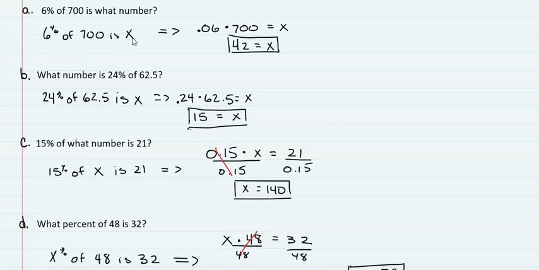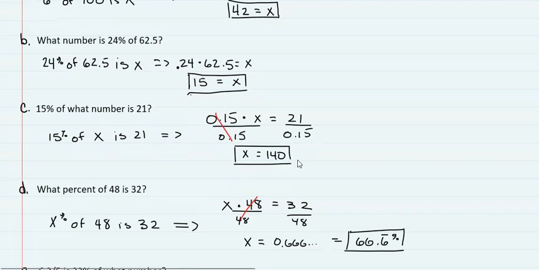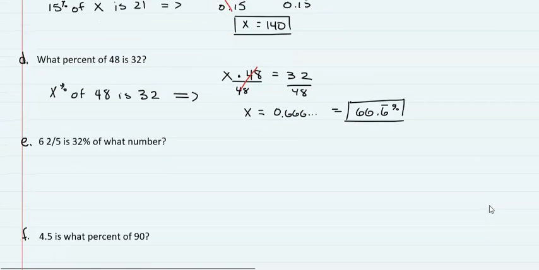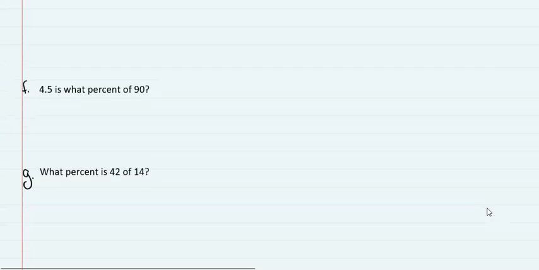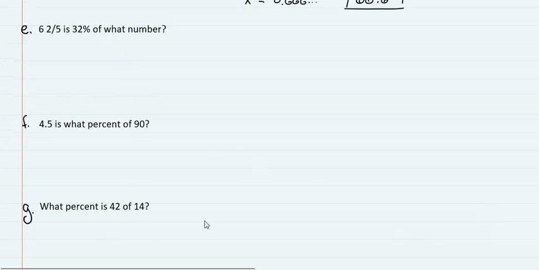6% of 700 is 42. B, you should get 15. C, you should get 140. So 15% of 140 is 21. And for D, you should get 66.6%. So remember to convert it from a decimal to a percent. All right, I've got a few more here for you to try. So try these three, pause the video, and then come back and take a look.